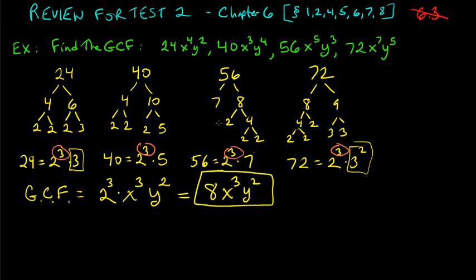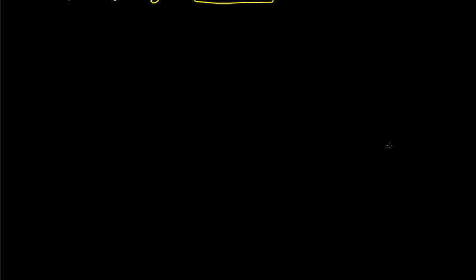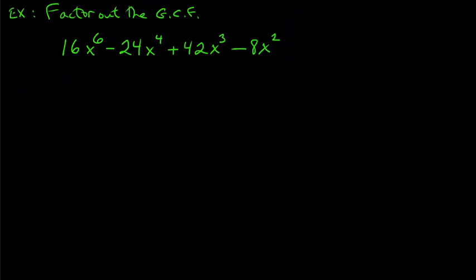Okay, so that's a good first example. Let's do another one. Similar question: factor out the greatest common factor, GCF. We have 16x to the 6 minus 24x to the 4 plus 42x to the 3 minus 8x to the 2. So before we can factor out the GCF, we have to find the GCF.